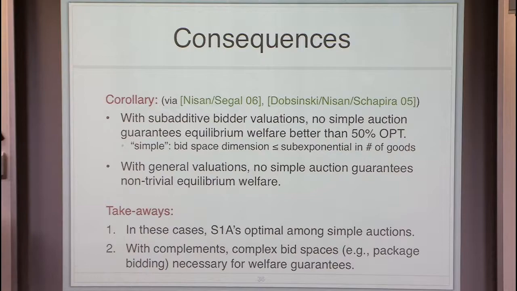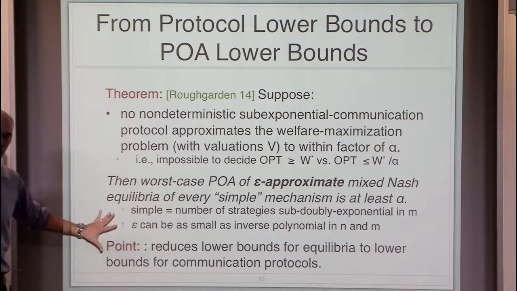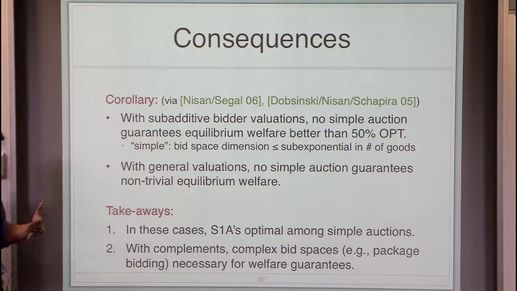Okay, so as far as the takeaway here, this stuff I don't necessarily want you to care about, so I just want you to remember this: the fact that there is a method, there are general theorems which take as input lower bounds for algorithms and give as output lower bounds for equilibria. Why is this cool?